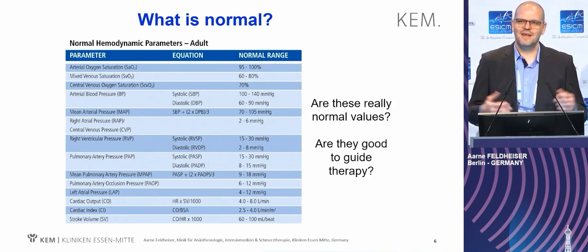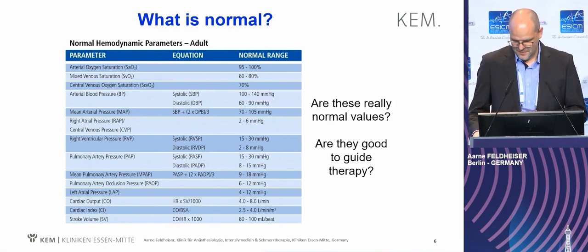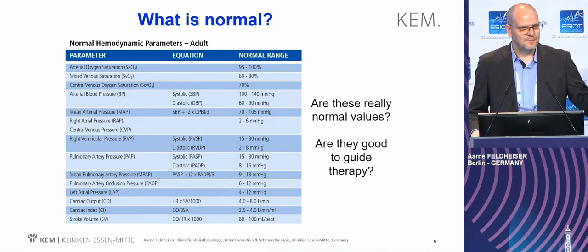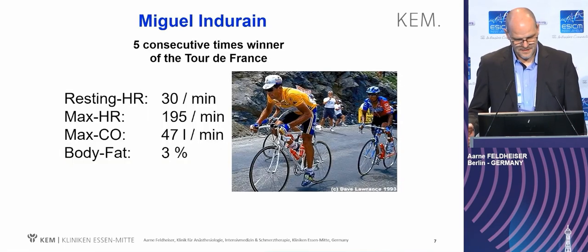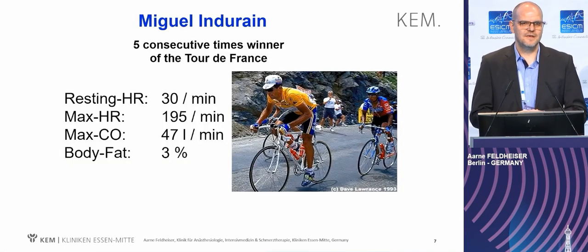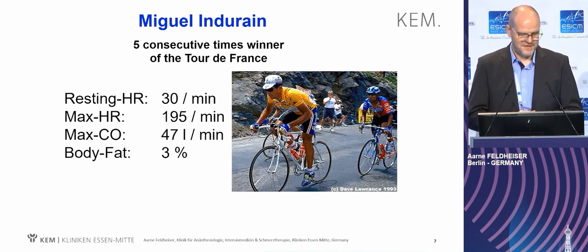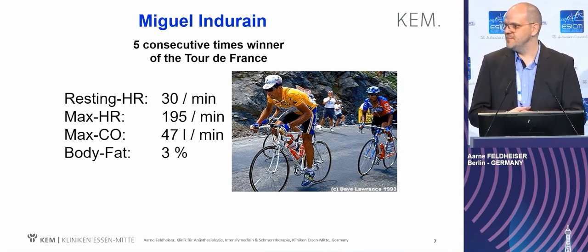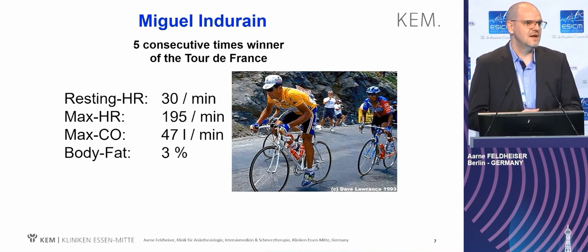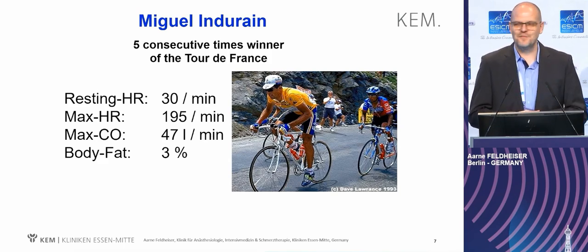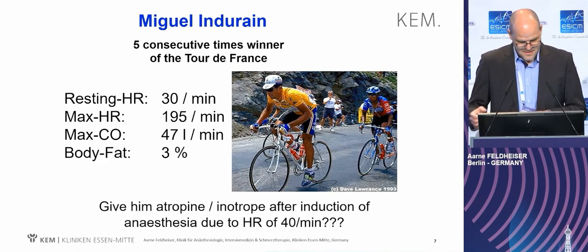And to provoke the auditorium, how do you guide your therapy based on these values? Miguel Indurain won the Tour de France 5 times. He was one of the weird guys. Resting heart rate 30, maximum cardiac output, that's my favorite, 47 liters. How do you individualize hemodynamic care in such a patient, if you test how he's responding to your intervention? And would you give him atropine?